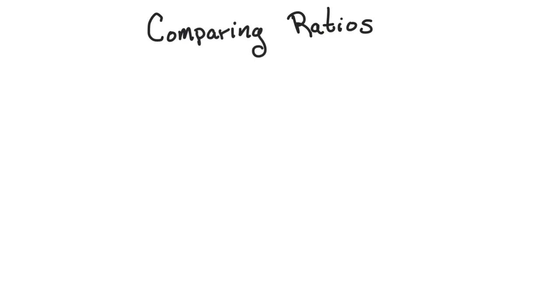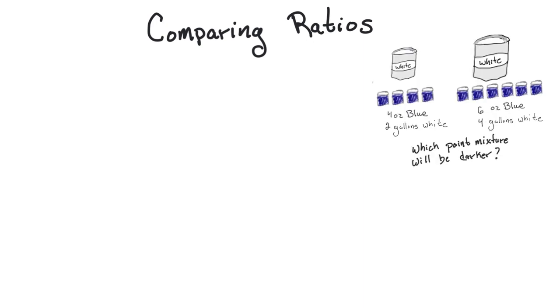So this video is going to go over how to compare ratios, and the easiest way to do this is just by looking at some actual problems where you're asked to compare ratios. So let's say that I'm mixing paint, and I've got two different types that I'm going to be mixing. The first one, I'm going to be mixing 2 gallons of white paint with 4 ounces of blue, and in the second one, I'm going to be mixing 4 ounces of white paint and 6 ounces of blue.